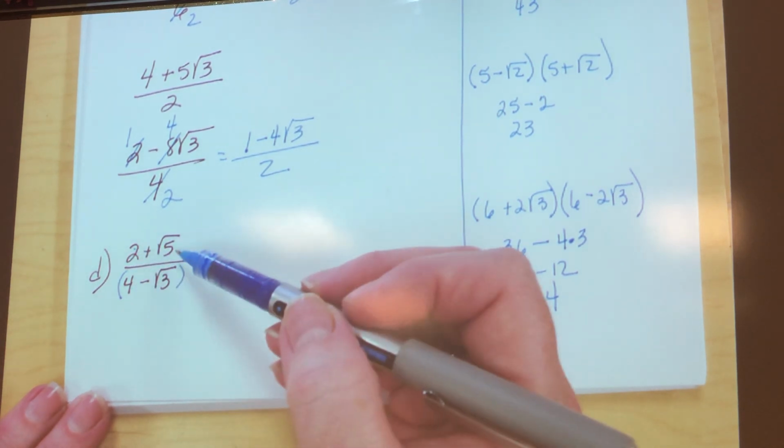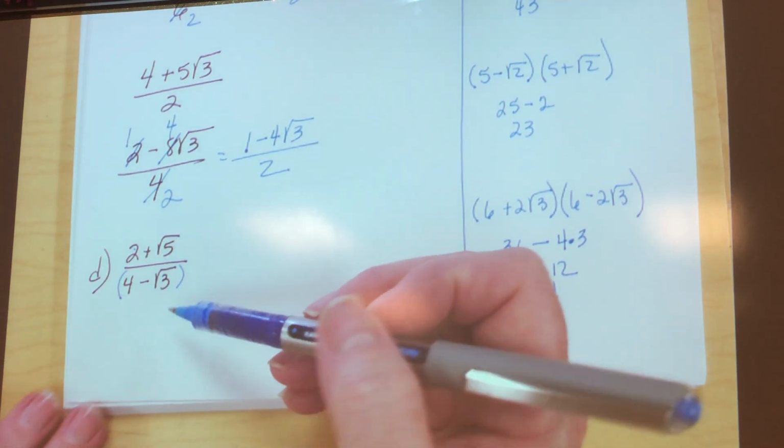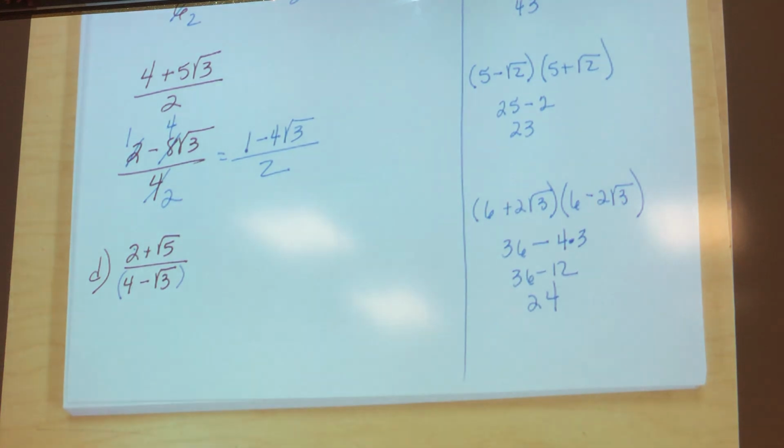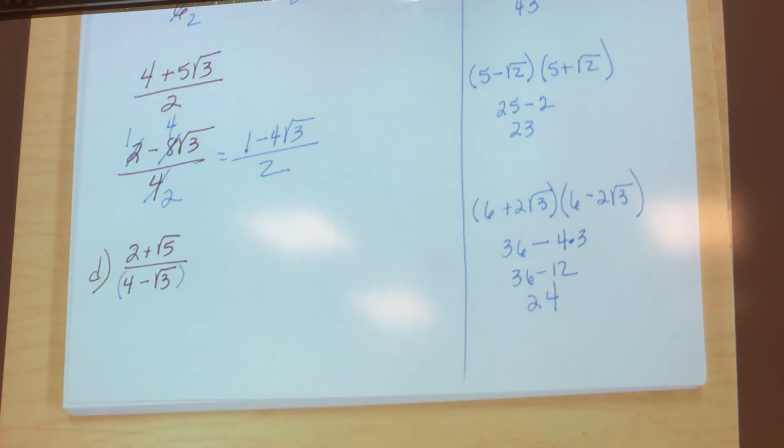How many terms are up top? 2. How many terms are on the bottom? 2. So there's 4 terms and you said, hey, I'm only gonna reduce 2 of you. Is that fair? No. If you can't reduce everybody, you can't reduce anybody. Okay? So you can't do that. All right? You can't do that.